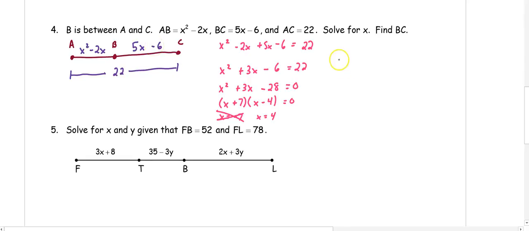Then I need to find BC. So BC is equal to 5x minus 6. So 5 times 4 minus 6 is 20 minus 6, which is 14.